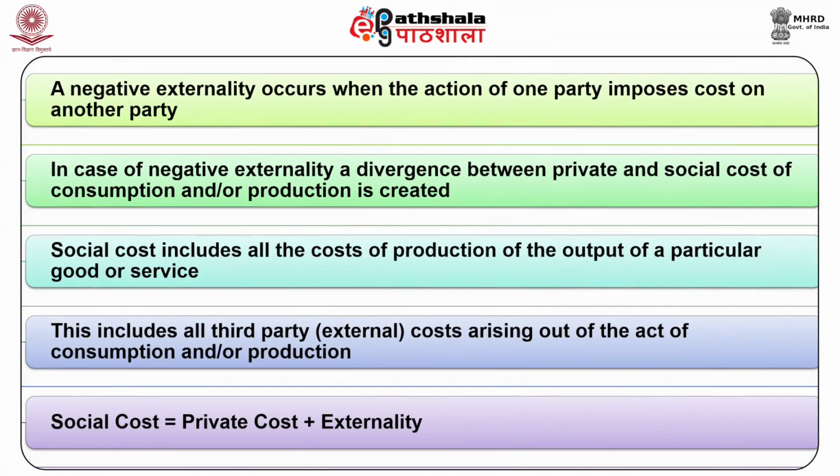A negative externality occurs when the action of one party imposes cost on another party. In case of negative externality, a divergence between private and social cost of consumption or production is created. Social cost includes all the cost of production of the output of a particular good or service. This includes all third party or external cost arising out of the act of consumption and or production. Social cost therefore is equal to private cost plus externality.